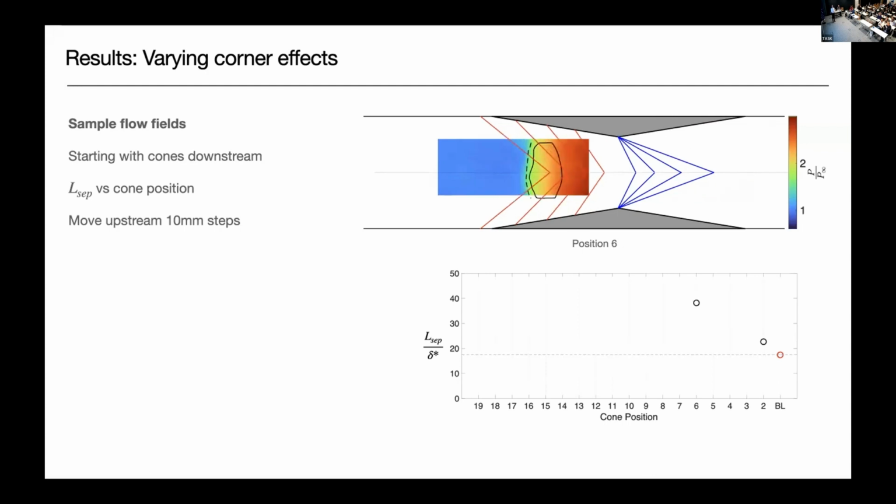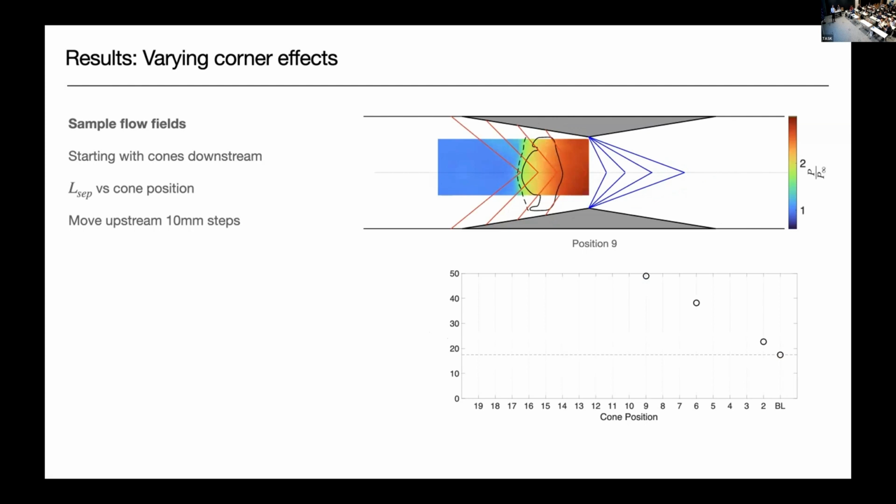So moving quite a bit further upstream in position 6, we see that the separation length has now increased quite markedly compared to the baseline case. It's more than double already. And in this case, we have some compression waves arriving over the interaction. If we then move the cones further upstream, we get to this case where we get the maximum separation length. And in this case, we have these compression waves which are arriving mostly over the interaction itself.